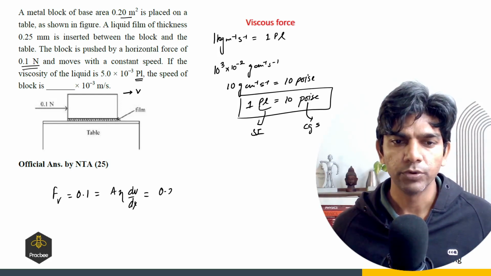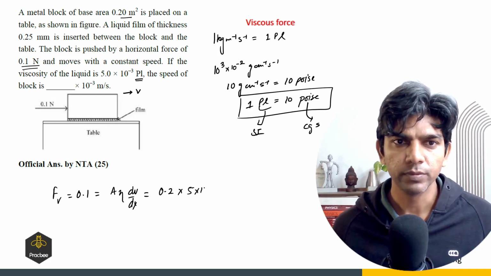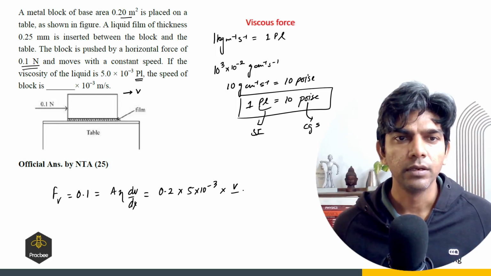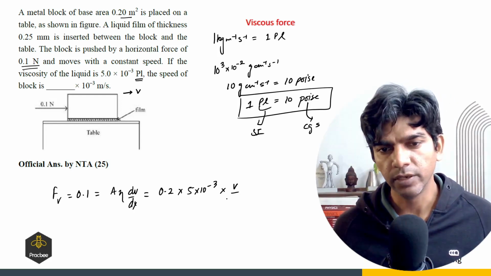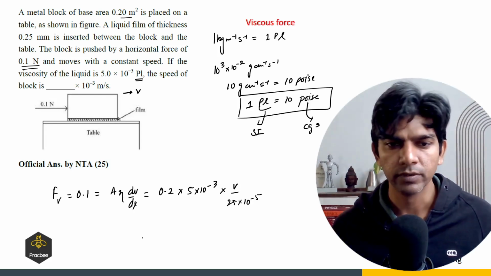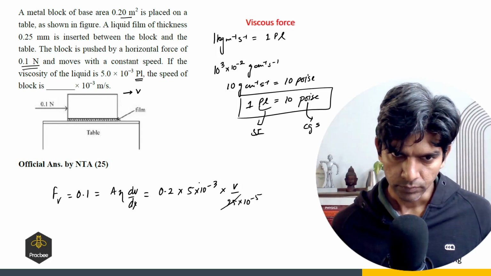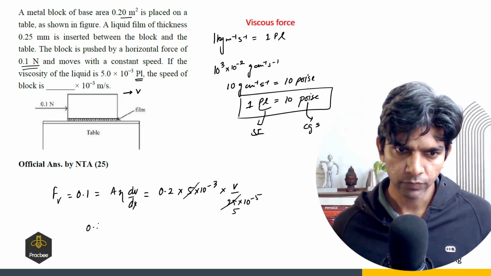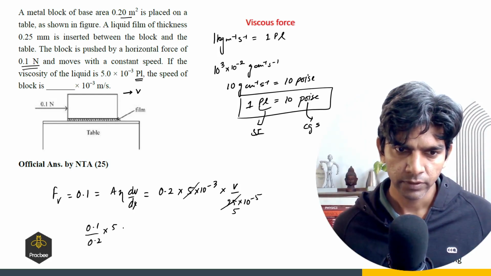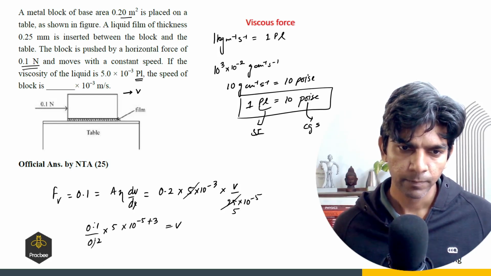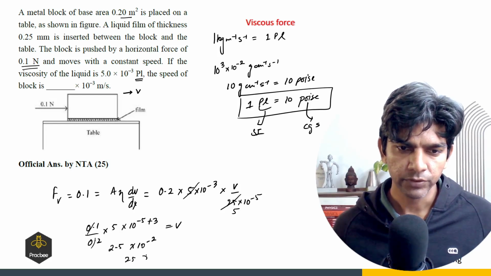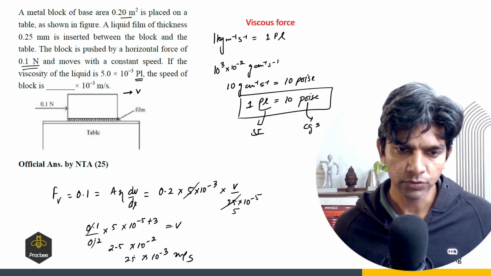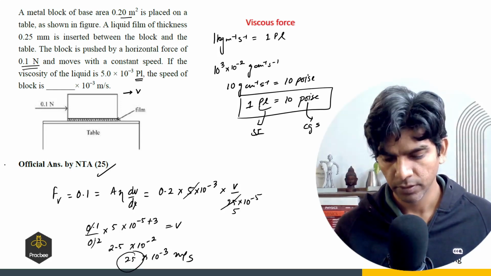Area of cross section is given as 0.2. Eta is given as 5 into 10 raised to power minus 3, and velocity is v, and dx in this case will be the thickness of the film. Thickness of the film is 0.25 millimeters, so 25 into 10 raised to power minus 5. Now from this, this will give us 5. So we have 0.1 divided by 0.2 times 5 times 10 raised to power minus 5 plus 3. So that will be the velocity. So 2.5 into 10 raised to power minus 2, or 25 into 10 raised to power minus 3 meters per second. So 25 is the answer of this question.